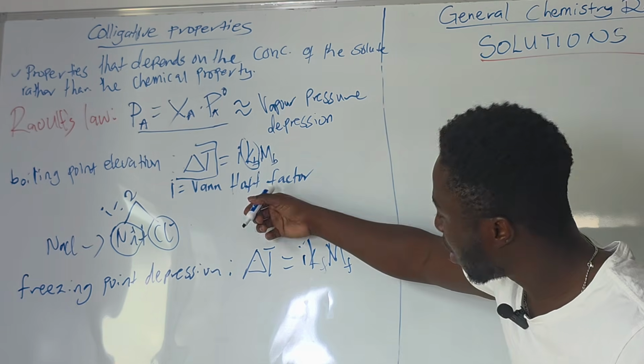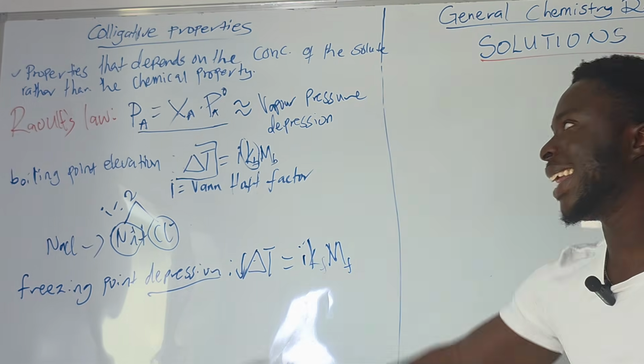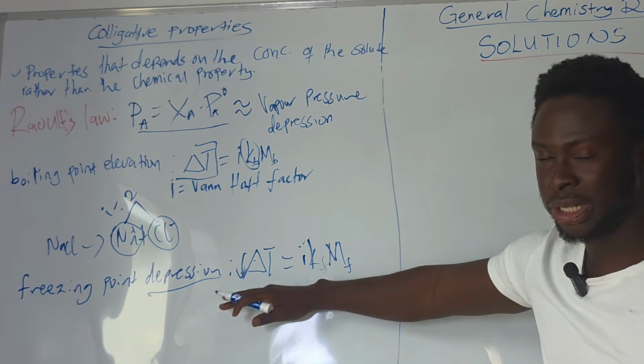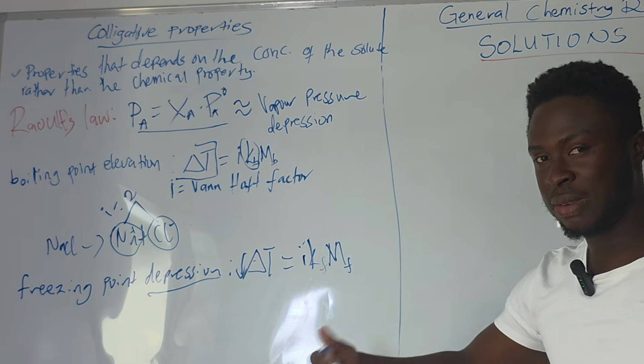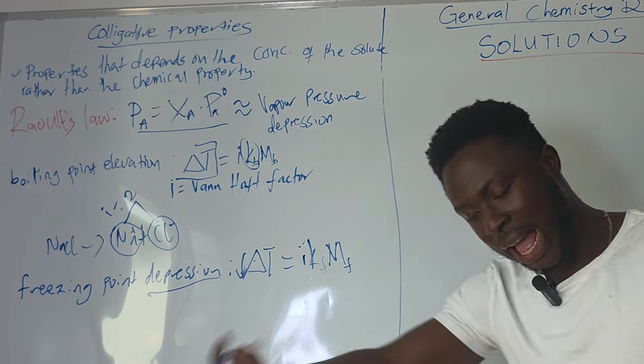Now, once again, freezing point depression means the temperature is going to reduce. It is not the final freezing point of the solution. It is just the temperature decrease. So if you want to find the freezing point, you just have to subtract this temperature from the actual freezing point.